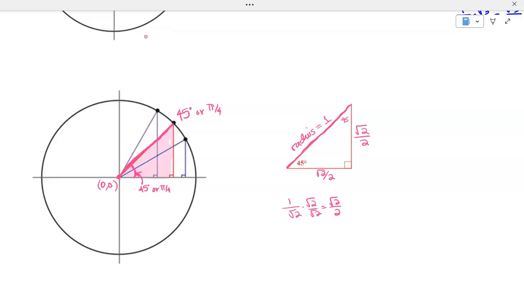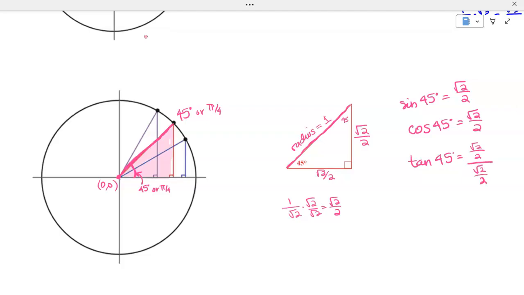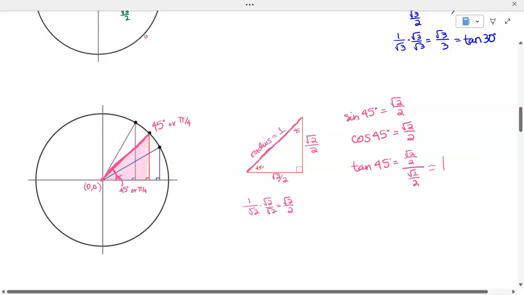So if we're trying to figure out what the sine of 45 degrees is, it's going to be opposite over hypotenuse, which is just going to give you square root of 2 over 2. And the cosine of 45 degrees is going to be the exact same thing, square root of 2 over 2. And then the tangent of 45 degrees is just our opposite over adjacent, or you could do your sine over cosine, which gives you square root of 2 over 2 all over square root of 2 over 2, and that's just going to simplify to 1.